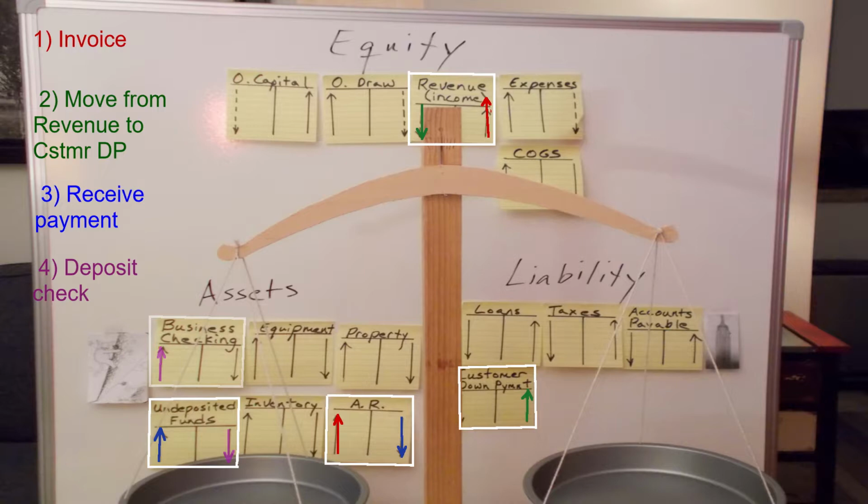So there are 5 T accounts lit up right here, right? And 3 of them have equal and opposite arrows. So that means that there's no activity in them currently. The only 2 accounts you have to be concerned with then really are the business checking and the customer down payment. Those have positive balances.